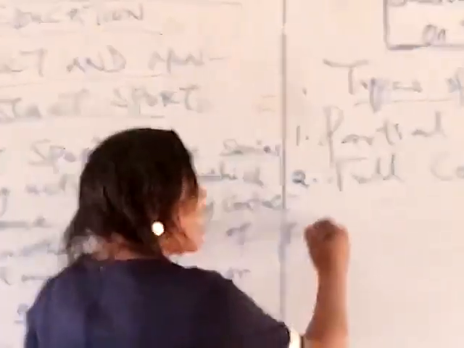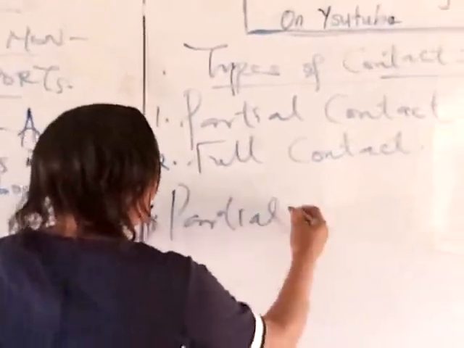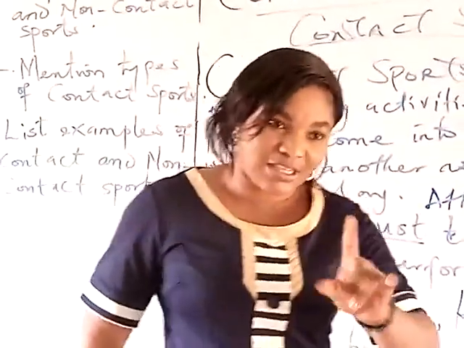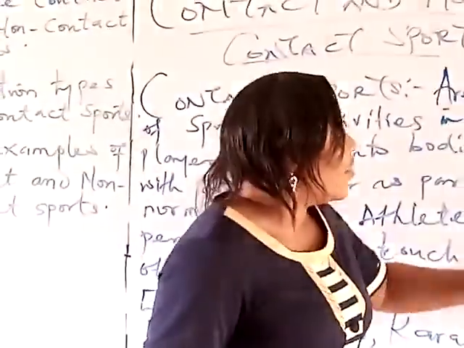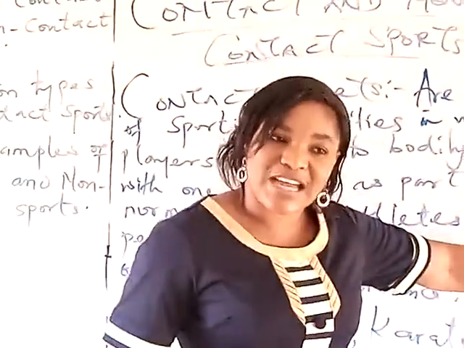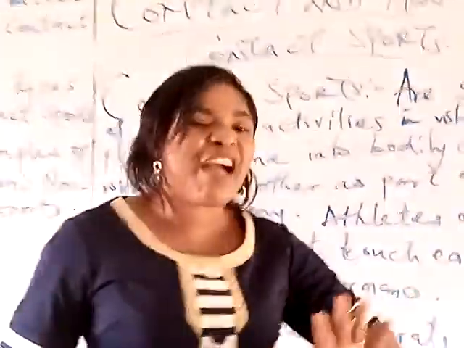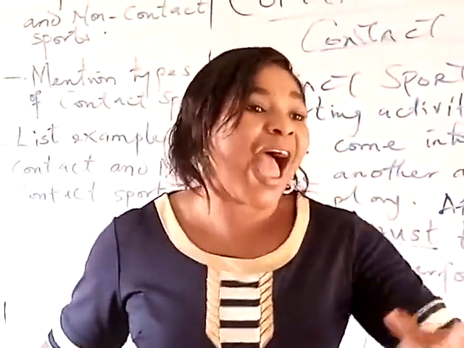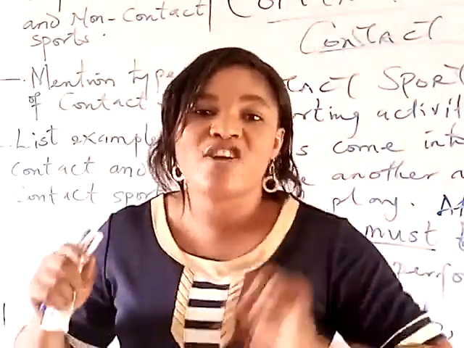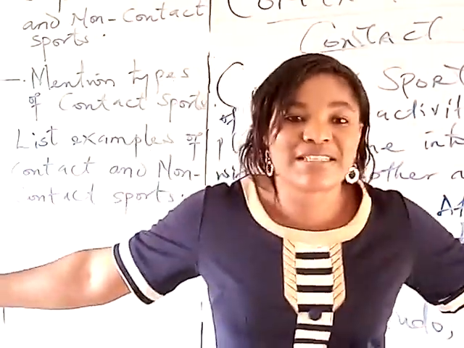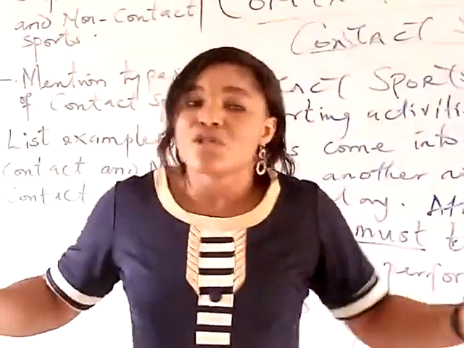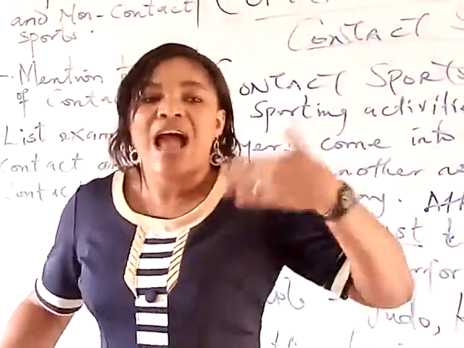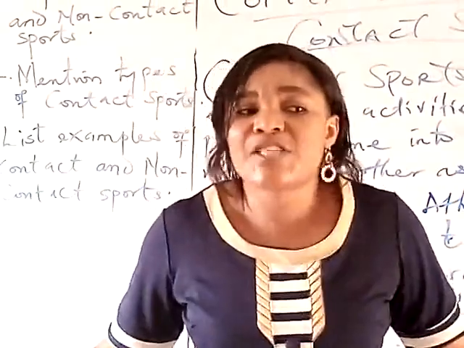Let me explain. The first one is partial contact. When we are talking about partial contact, these are the series of sporting activities in which bodily contact with one another as a player is illegal. If you have any bodily contact with your opponent, we count it as illegal. So it is not expected, according to the rules of those games.